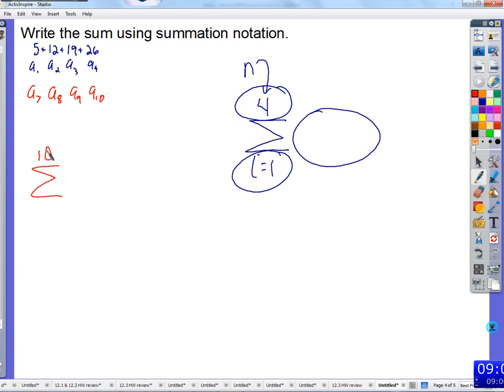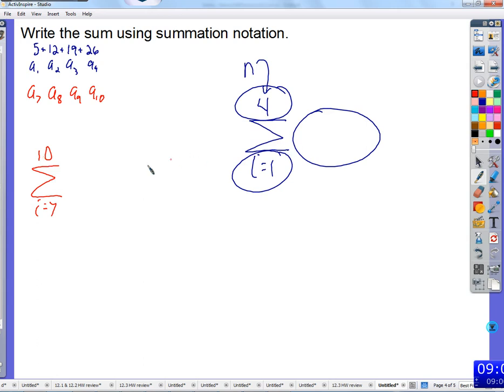Which term do we stop on? That's what goes there. Not just how many, but what do we stop on? The 10th one. And this is what? Seven. So then we start at the 7th one and end at the 10th one. That's what this means. Start at the 1st one, end at the 4th one. Start at the 7th one, and end at the 10th one.